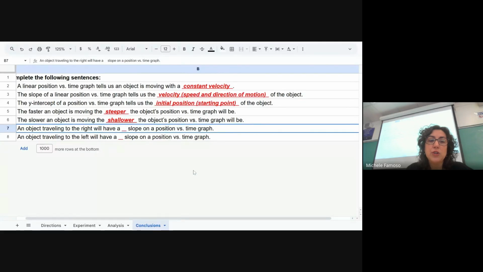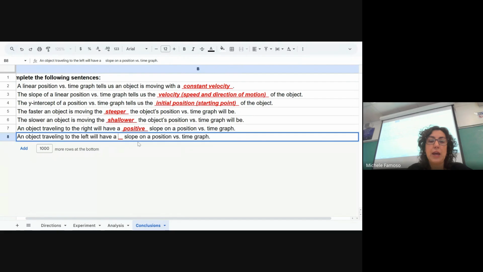If you have an object traveling to the right, it has what type of slope on the position time graph? I'm hearing conflicting answers. You want to duke it out? Positive, yeah. It's a positive slope. And if you're traveling left, you're going to have a negative slope.